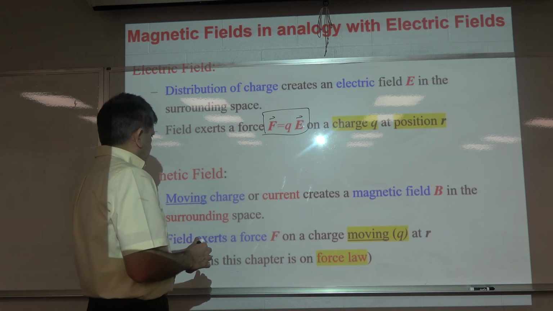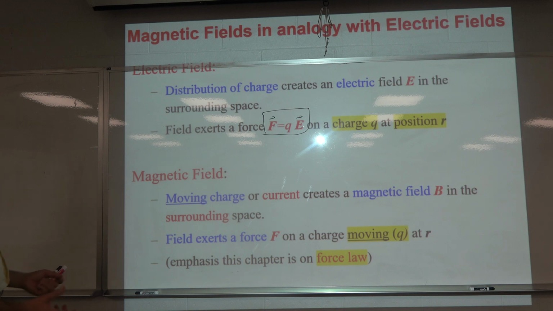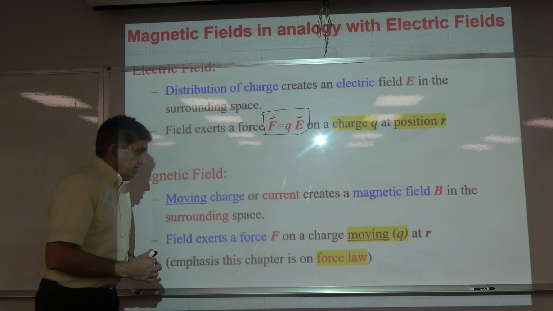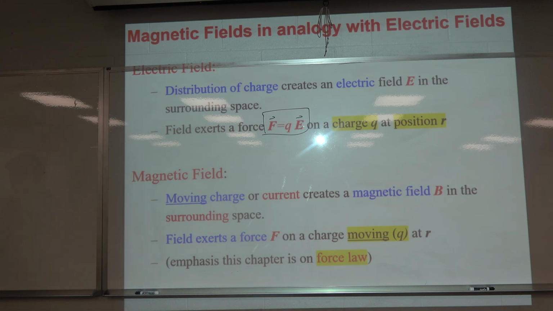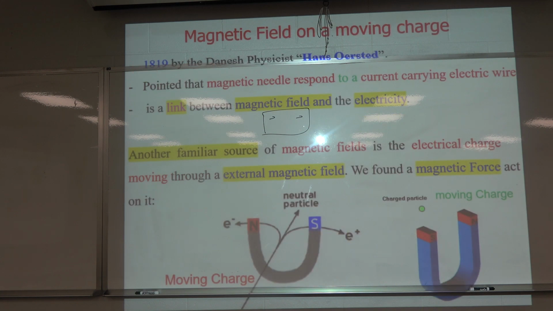So that is called the magnetic field, and that magnetic field exerts a force F on the moving charge. The charge is moving through the wire, alright? And that is called the force law, alright? So first, in 1819, the Danish physicist Hans Ørsted pointed out to us that the magnetic needle responds to the current carrying wire, right? That is the link between the magnetic field and electricity.